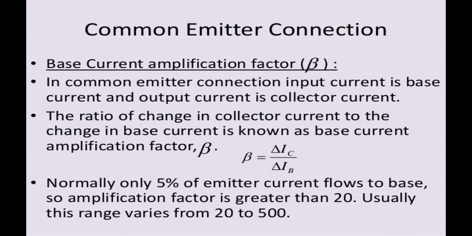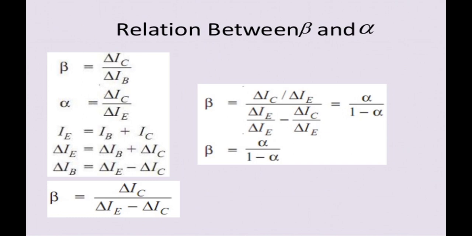Normally only 5% of the emitter current flows to the base, so the amplification factor is greater than 20. Usually the range varies from 20 to 500. Okay, these are the relations between alpha and beta.